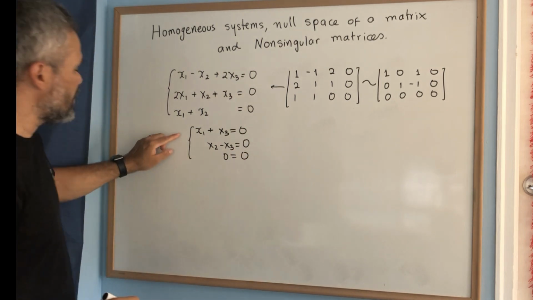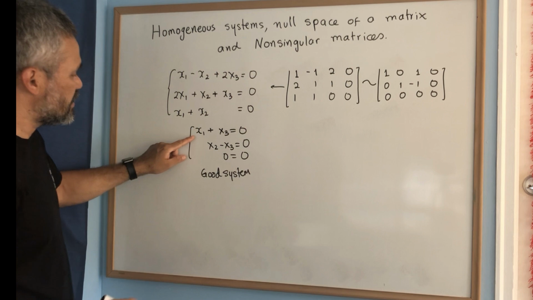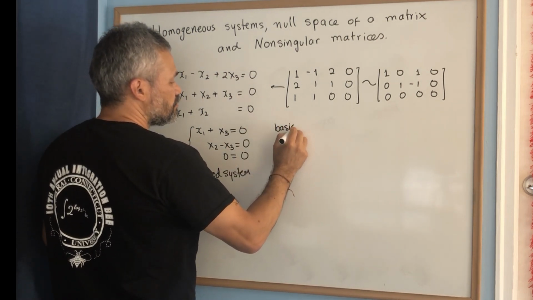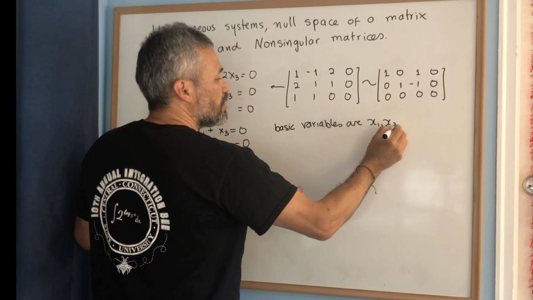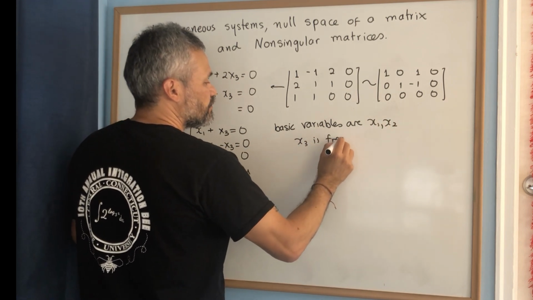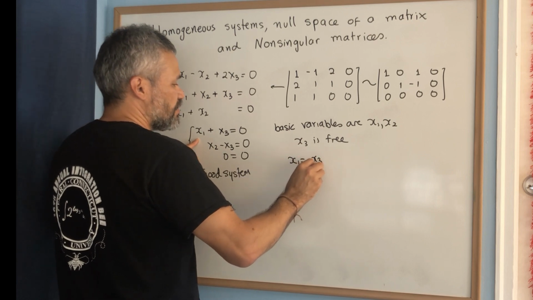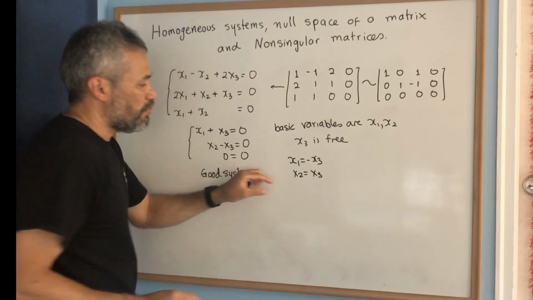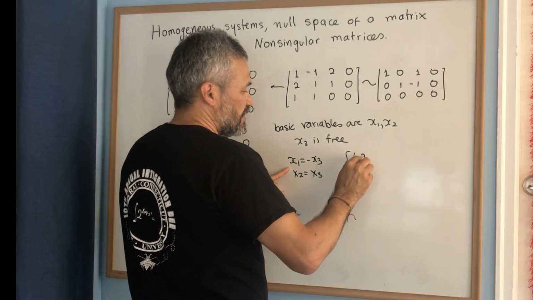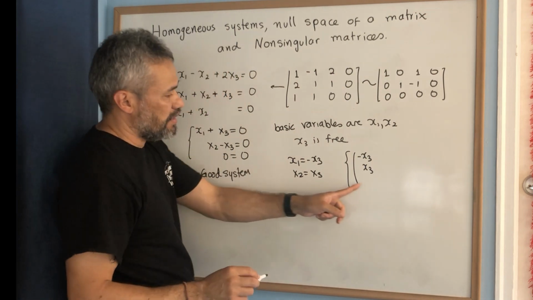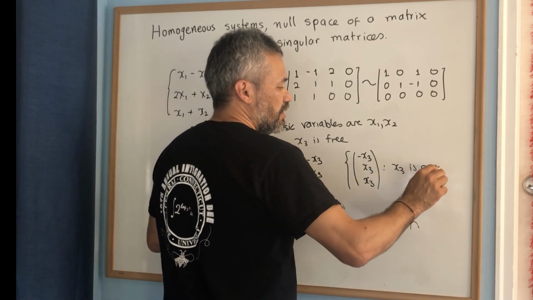This is what we call a good system. Here we can decide that the basic variables are x1 and x2, and x3 is free. Then we need to solve for the basic in terms of the free, and we get that x1 is negative x3 and x2 equals x3. But remember that we need to write the solution set as a vector. Then the solution set is the set negative x3, x3, and in the place for the free variable, we just write the free variable x3, where x3 is a number.